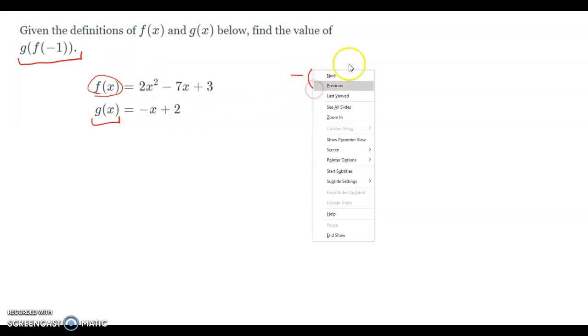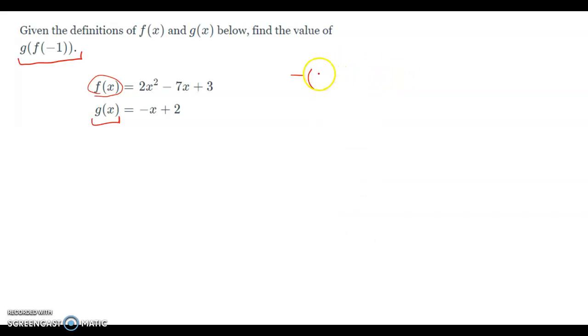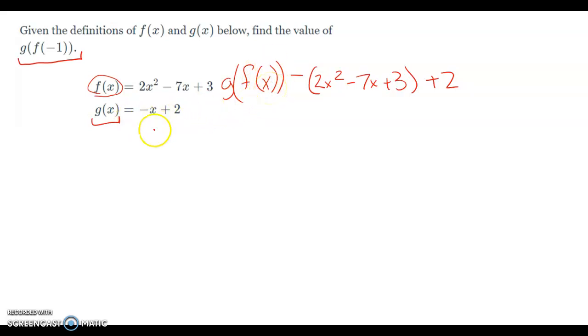I'm going to see my x, and I'm going to replace x with 2x squared minus 7x plus 3, and then plus 2. So all I did was look at what g of x looks like, and then I plugged f of x inside of it. So all of this went into here.